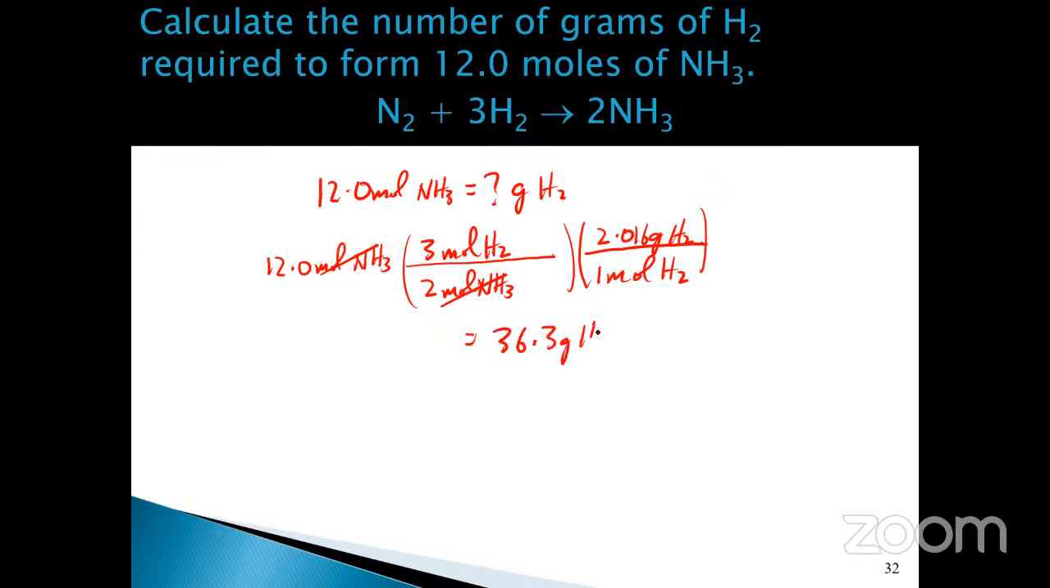Grams of hydrogen. Let me recheck this. 12 times 3 divided by 2 times 2.016. Okay, that's what I got. 36.3 grams of hydrogen. All right. Any questions about this?